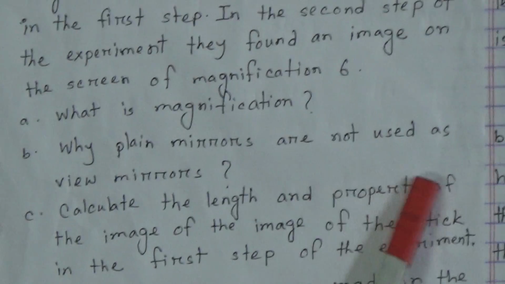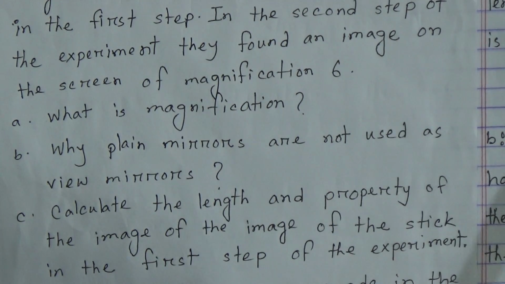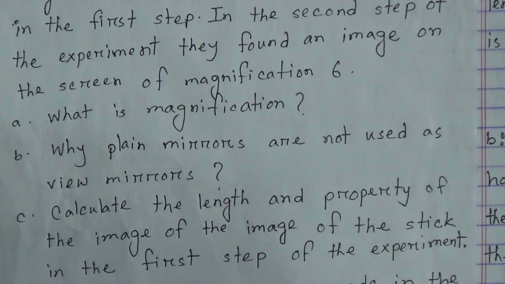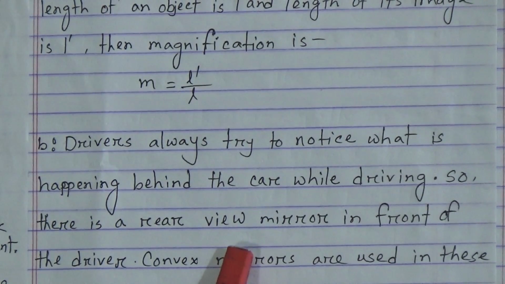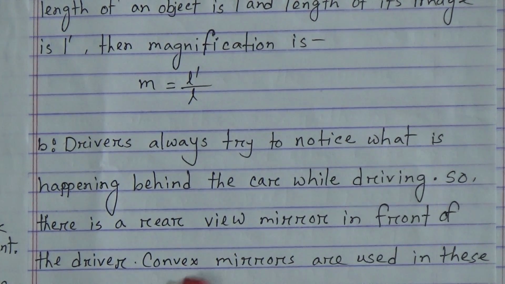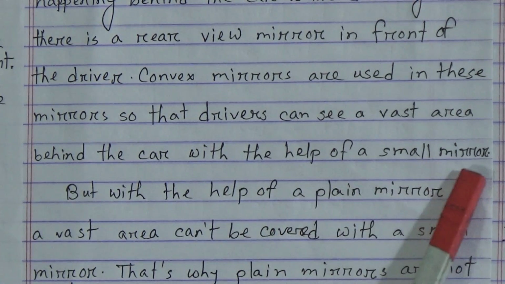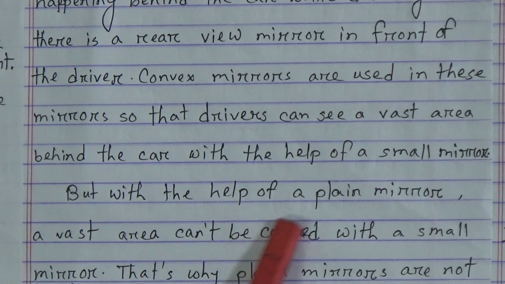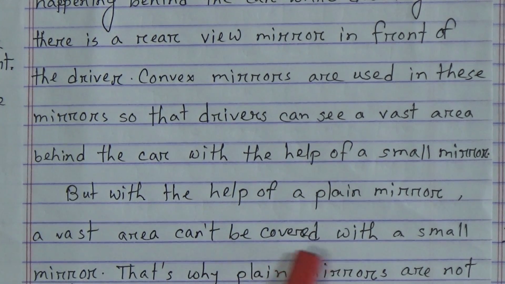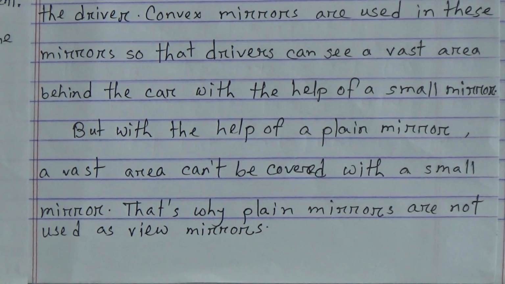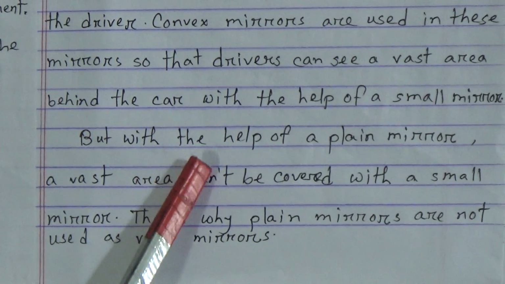Now comes to question number B, why plane mirrors are not used as view mirrors? The answer will be, drivers always try to notice what is happening behind the car while driving. So there is a rear view mirror in front of the driver, and convex mirrors are used in these mirrors so that drivers can see a vast area behind the car with the help of a small mirror, and with a plane mirror, a vast area cannot be covered with a small mirror. That's why plane mirrors are not used as view mirrors. My dear students, I hope you have understood this question.